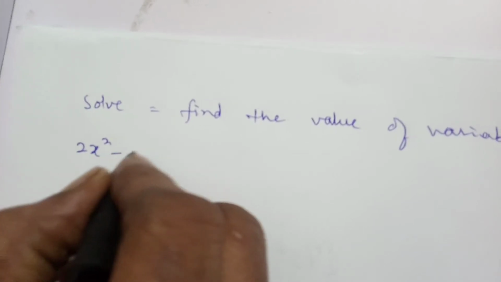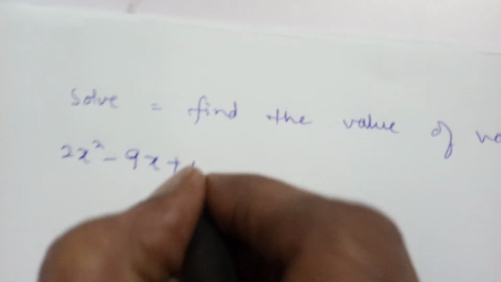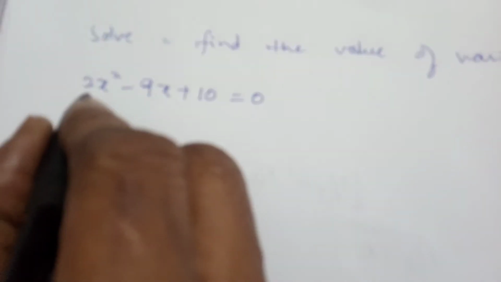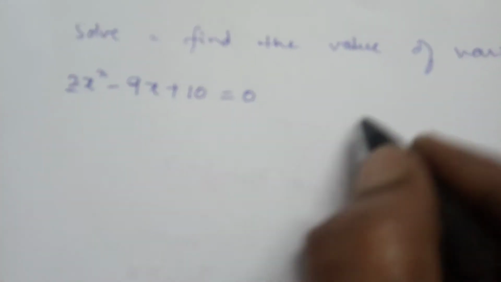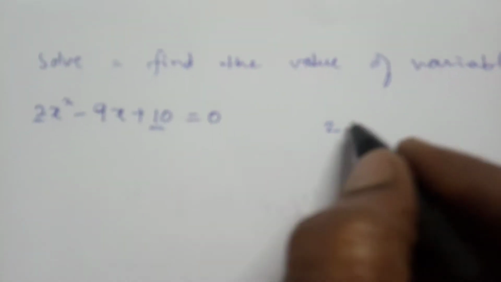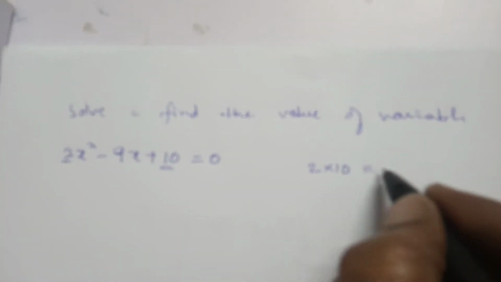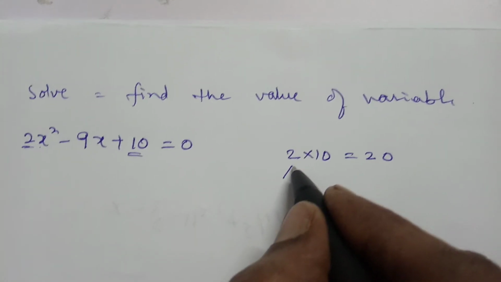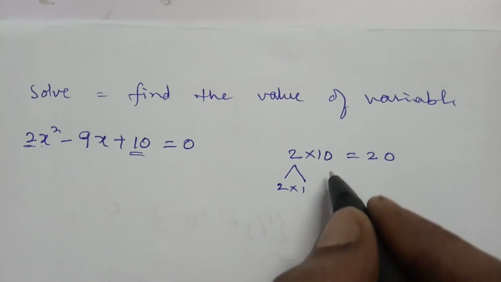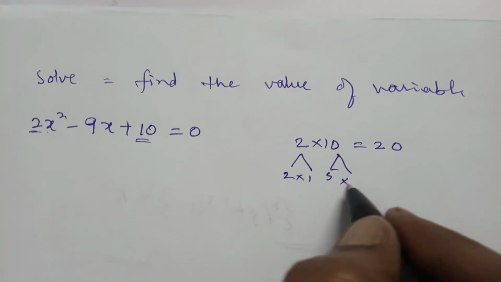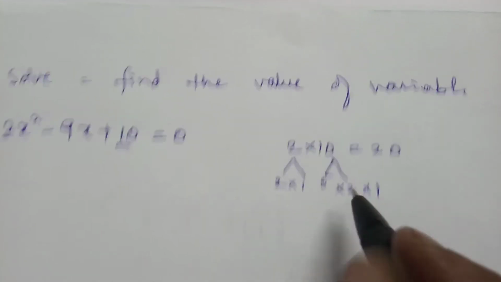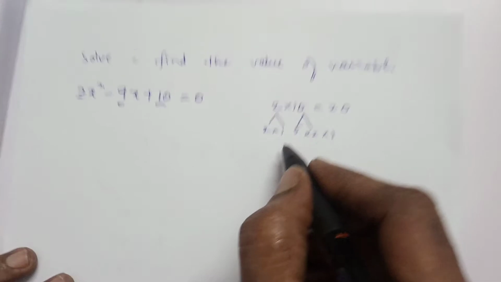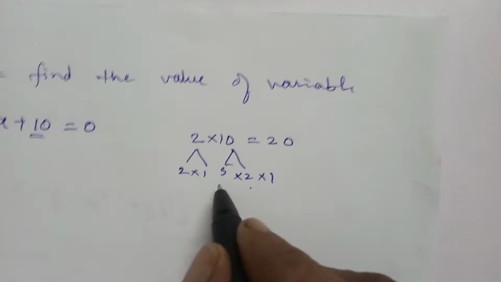2x square minus 9x plus 10 is equal to 0. Now we have already learned that the x square coefficient 2 and the constant 10 should be multiplied. These factors you have to get into prime factors: 2 into 1, and 5 into 2 into 1. Now using these factors we have to get 9, either by adding or subtracting according to the sign required.